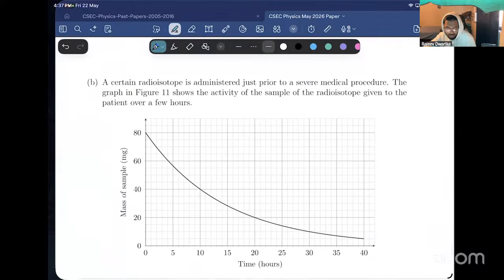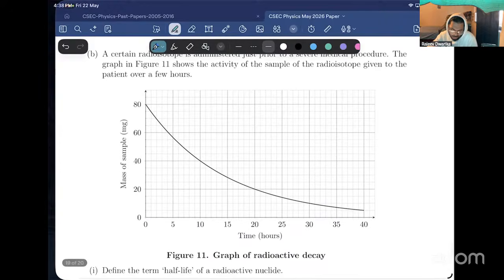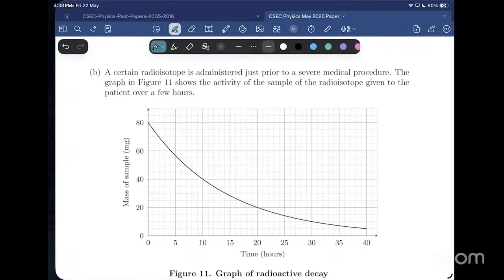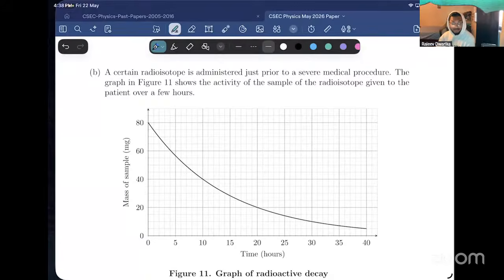A certain radioisotope is administered just prior to a severe medical procedure. This graph in figure 11 shows the activity of the sample of the radioactive isotope given to the patient over a few hours. So could someone just remind me what half-life is? It's the time taken for a quantity to be halved.